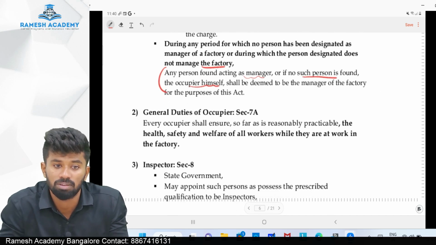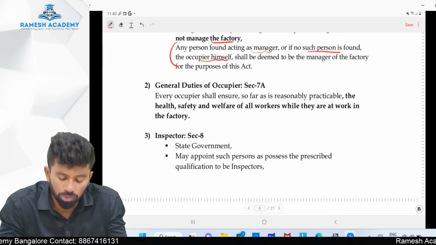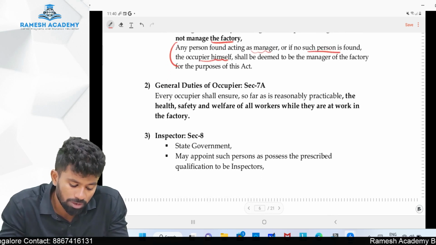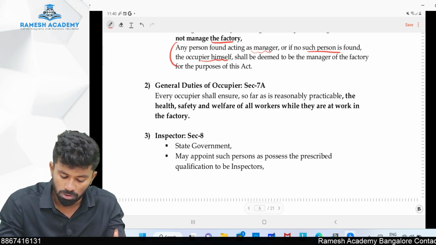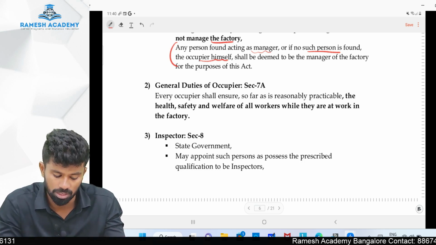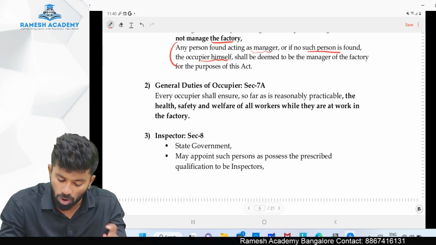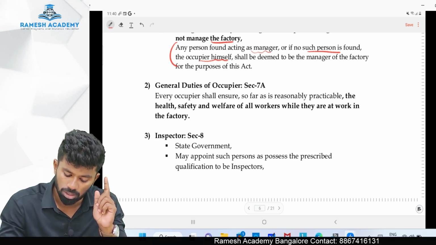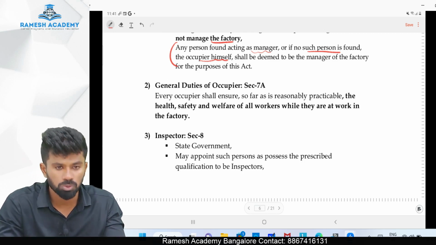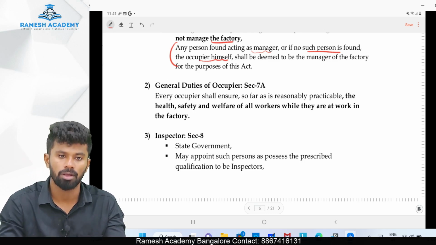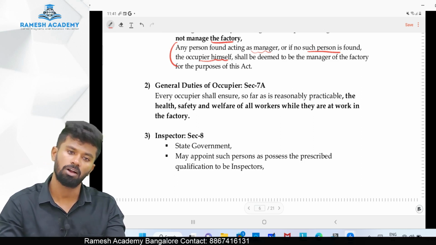Section number 7, notice by an occupier. General duties of an occupier, section number 7A. Every occupier shall ensure, so far as it is reasonably practicable, the health, safety and welfare of all the workers while they work in the factory. It is the duty of the occupier to ensure the health, safety and welfare of all the workers.